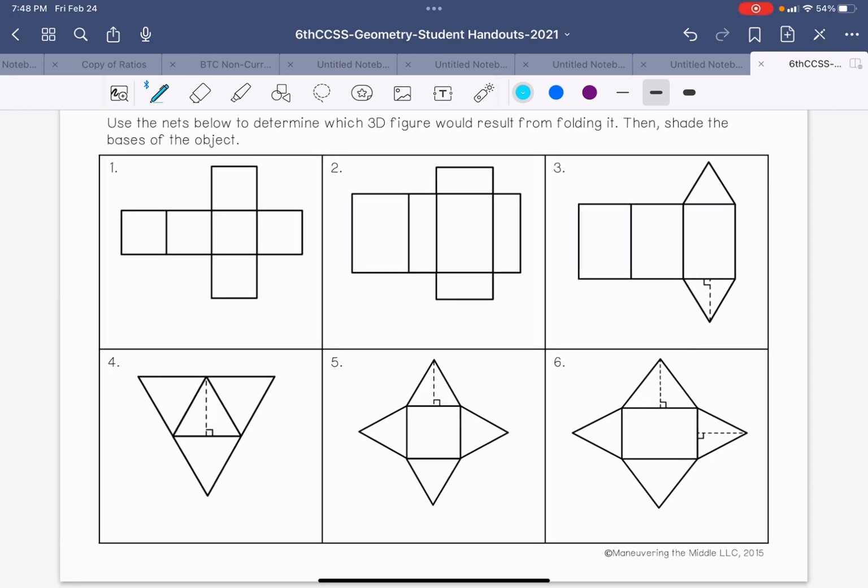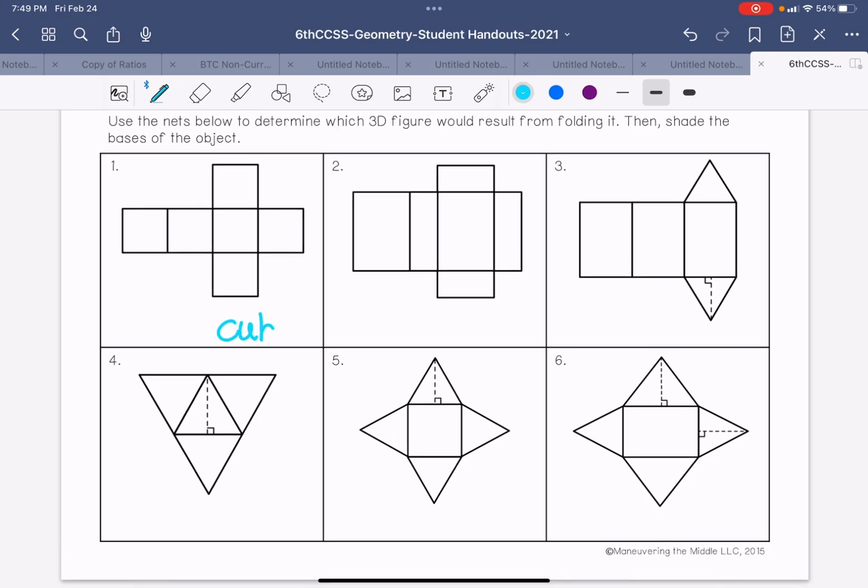Go ahead and see if you can make an attempt to answer these. You don't have to necessarily color the bases, but see if you can name them. So pause the video, see if you can write the names in these boxes of what shapes they are. All right, you should have names of the figures written in the box. They are 3D figures that are laid flat as nets. Number 1 is a cube. Number 2 is a rectangular prism.